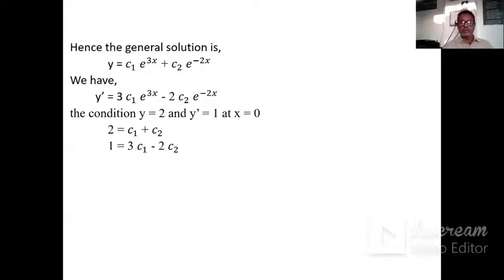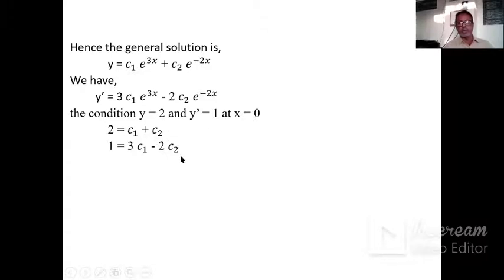And when we choose x = 0, y dash is 1, another equation is 1 = 3c1 − 2c2. We take the conditions when y is 2 and y dash is 1 at x = 0. In y we substitute x = 0, y = 2, and in y dash we take x = 0, y dash = 1. If we substitute this, we get these two equations.